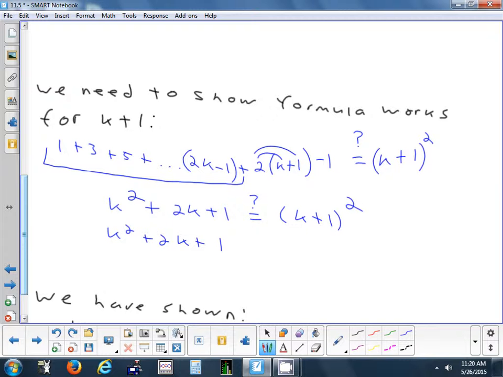Okay, this is using our assume step and then adding on the next term. And then on the right-hand side, this is using the formula they gave me. And we're testing to see if it works. So we're kind of doing the same thing two different ways. One with what we assumed, one with the formula they gave us. And sure enough, if you do this out, it comes out the same no matter which way you do it, which proves their formula works for the next term.